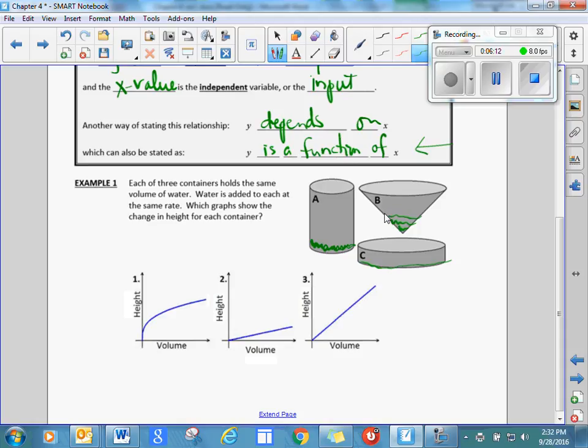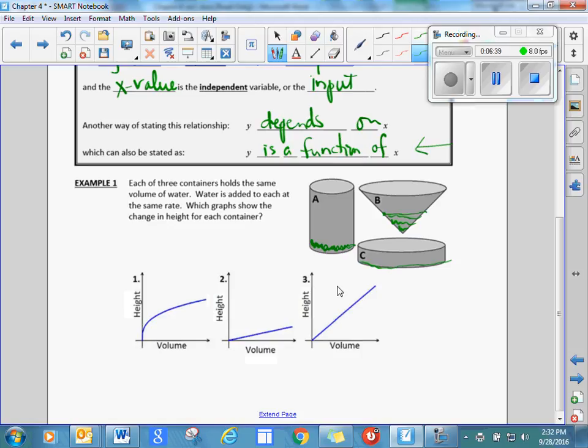And then as the distance from this point to this point in B gets further apart, it's not going to rise as high. So let's see if we can look at these three graphs and decide which one goes with which. You notice that these two graphs are both straight lines. That might tell me that they go with A and C, just because A and C are the same type of shape. But let's see if we can prove it.